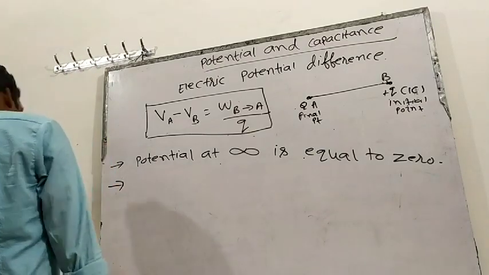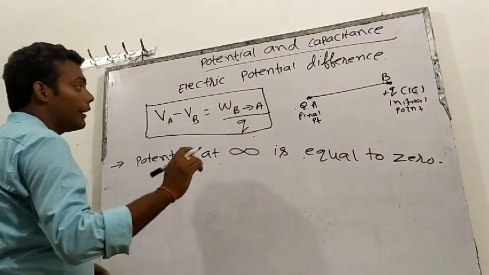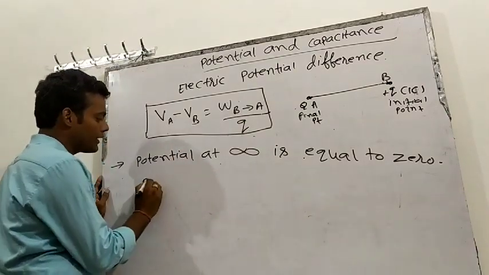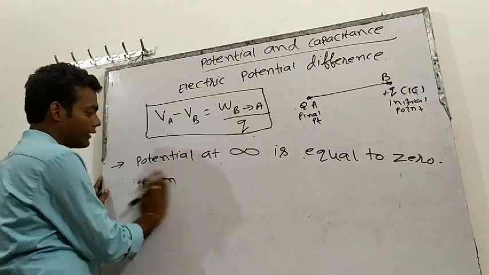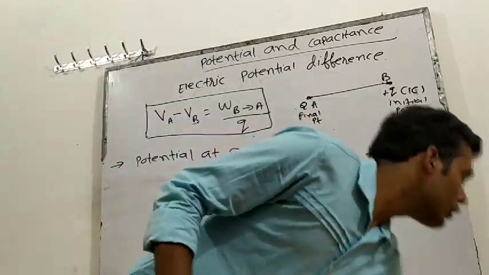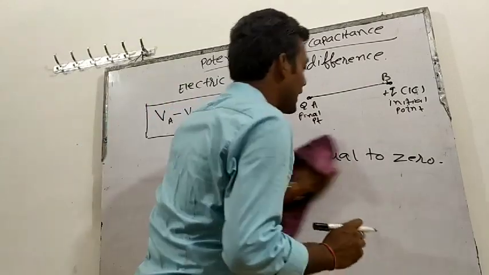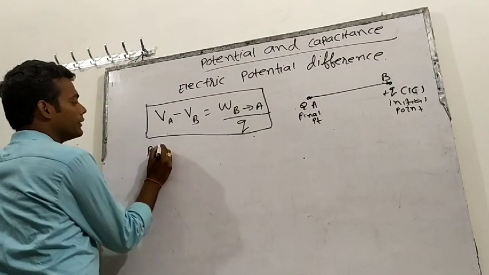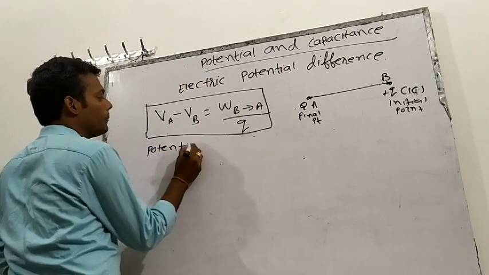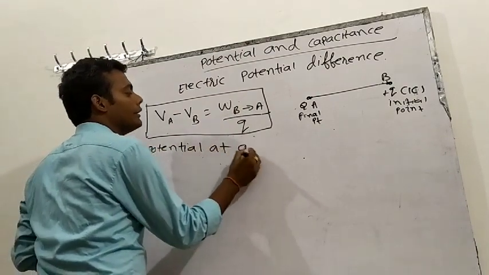Okay. Now we will define a new concept, that is potential at a point. That is the next topic. What does it mean by potential at a point?